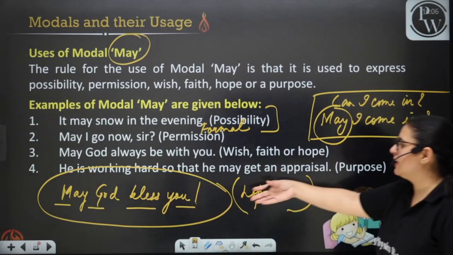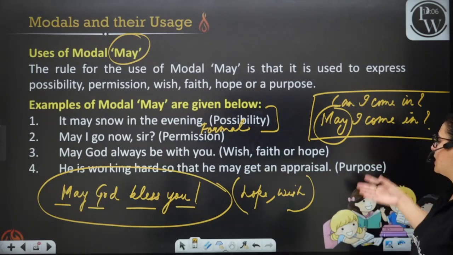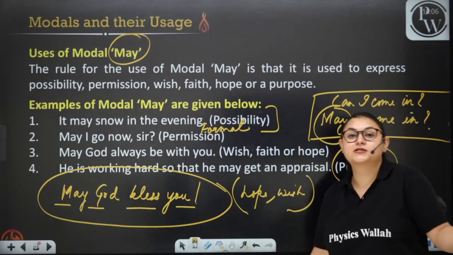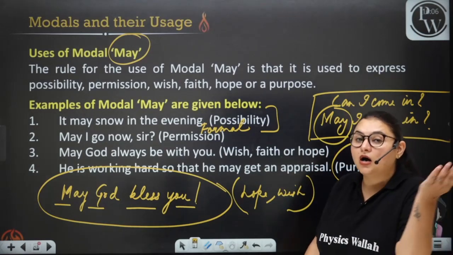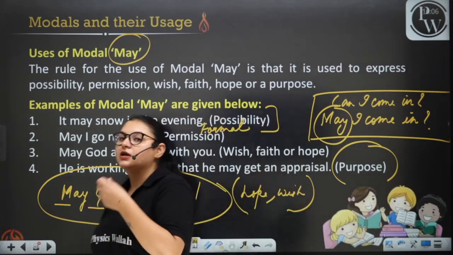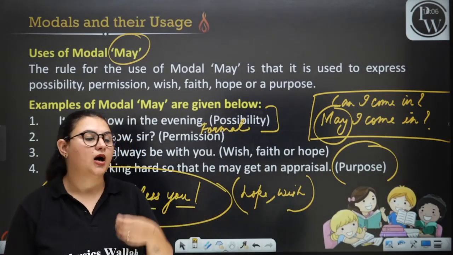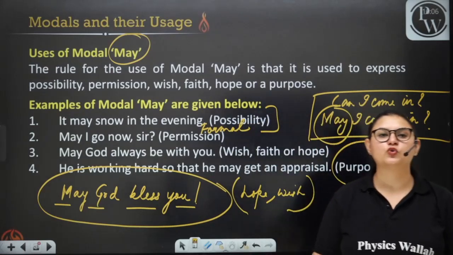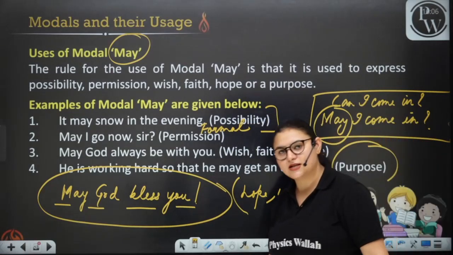He is working hard so that he may get an appraisal. This is the purpose. Now he's working hard because he's expecting to get an appraisal. This is his purpose. To express the purpose, we have used may in this sentence.